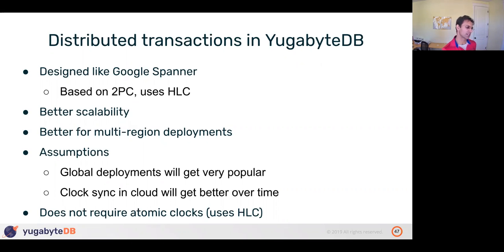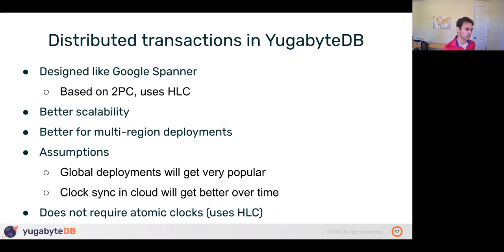Our assumptions when we made this decision were that over time, global deployments will get very popular. So you don't want a single clock sitting centrally somewhere with everybody going there to fetch time. And clock synchronization in clouds will get better over time. Sure enough, it's playing out that way, because Amazon now has a time sync service, as does Azure, in response to Google's TrueTime. Over time this will just get better and better, to a point where it becomes a staple in many clouds, right?